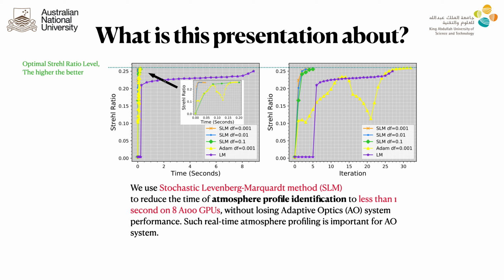As you can see in the figure, this is the optimal Strehl ratio level, the higher the better. This is the time and the Strehl ratio. We need to get the optimal Strehl ratio as fast as we can. In this figure you can see the SLM outperforms the LM by a lot. The details of the figure I will explain later, so we'll first explain this.